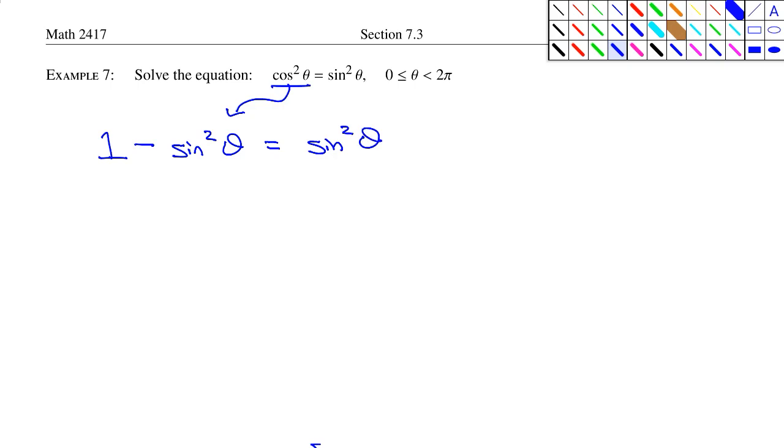And it was important to do this so that I could get all sine squareds. If you have a mixture of sine squareds and cosine squareds, it can be difficult to work with. But now they're all the same. Let me move the negative sine squared to the other side, and we get 2 sine squared theta on the right side. Divide both sides by the 2. We get 1/2 is equal to sine squared of theta.